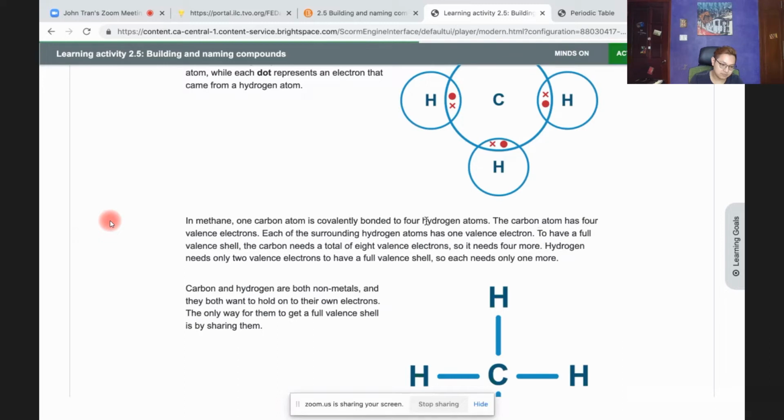The carbon atom has four valence electrons. Each of the surrounding hydrogen atoms has one valence electron. To have a full valence shell, the carbon needs a total of 8 valence electrons, so it needs 4 more. Hydrogen needs only 2 valence electrons to have a full valence shell, so each needs only 1 more. Carbon and hydrogen are both non-metals, and they both want to hold on to their own electrons. The only way for them to get a full valence shell is by sharing them.